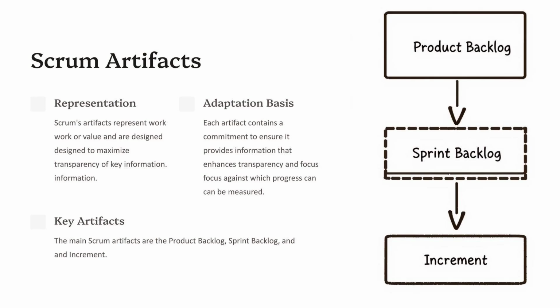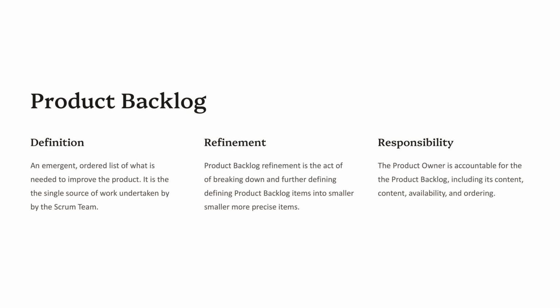Coming to Scrum artifacts, we have the product backlog, sprint backlog, and increment. They represent value and enable transparency and focus for effective adaptation of teams' efforts. The product backlog. It's an adaptive, ordered list prioritizing work for product improvement. It's managed and refined to align with team capacity and goals.